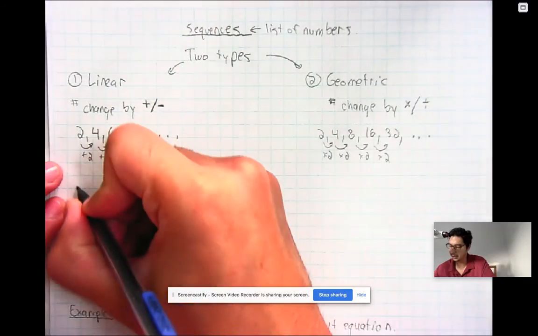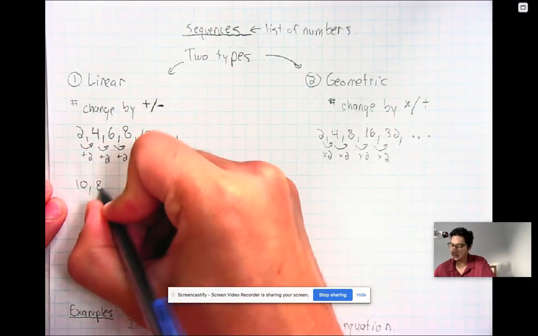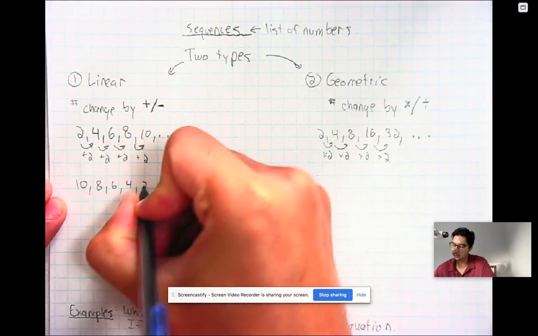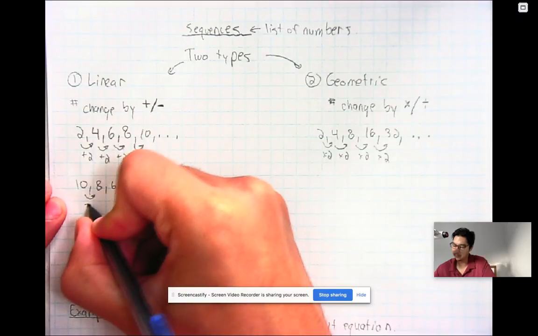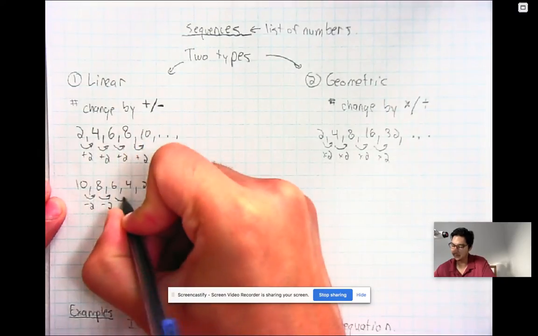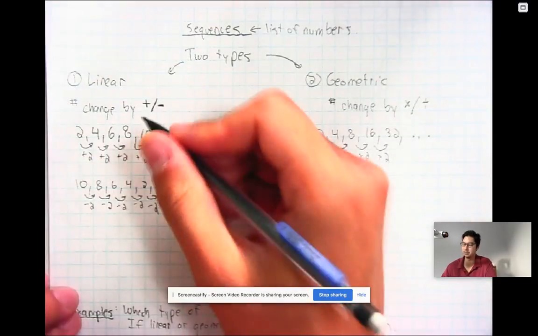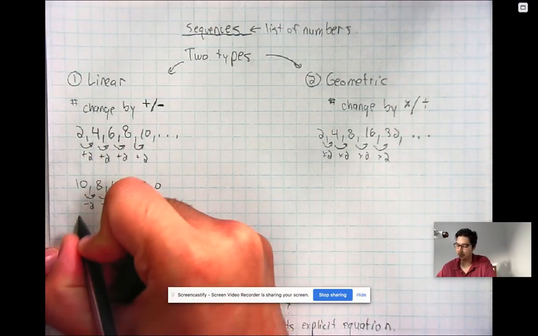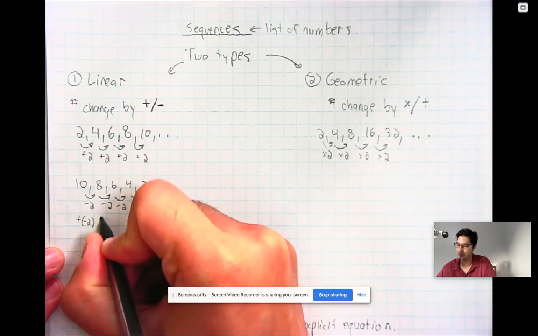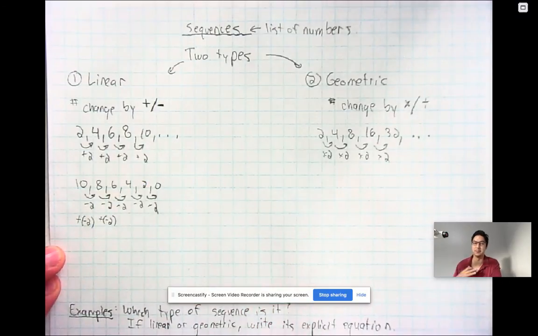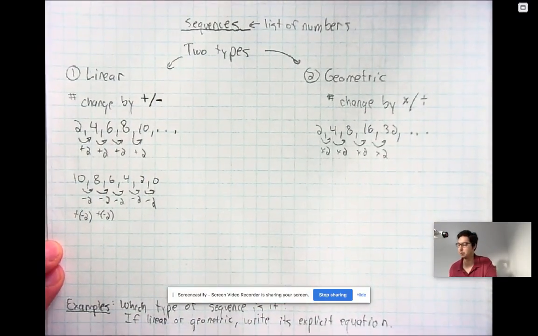Subtraction, if we said like 10, 8, 6, 4, 2, 0, a lot of you will say minus 2, and that's fine. But what I'd encourage you to do is think about it in terms of addition. Minus 2 is the same as saying plus a negative 2. Might help us when we write the equation per se.